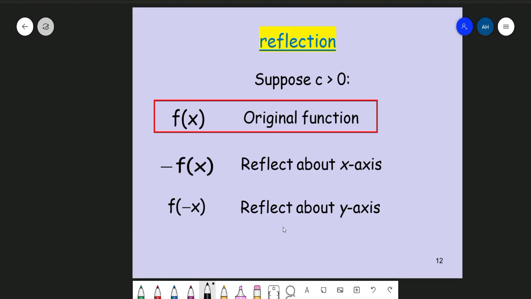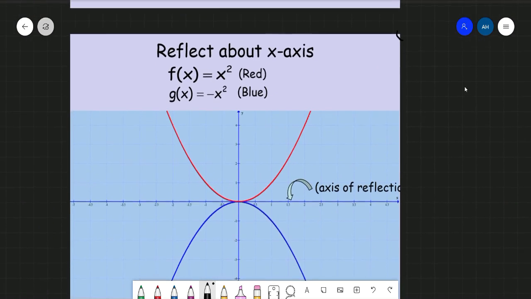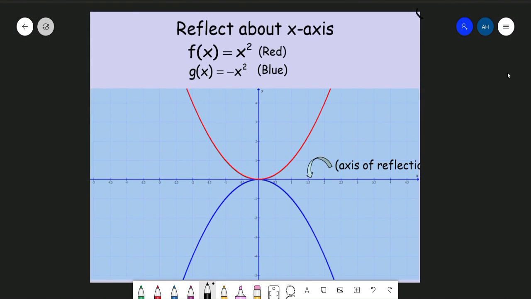Now, to reflect about the y-axis, we have to multiply by -1 inside the bracket, like this: f(-x). What that does is reflect the graph about the y-axis. Remember, if we multiply -1 outside, the graph is reflected about the x-axis. If we multiply -1 inside the bracket, the graph is reflected about the y-axis. Let's see some examples to help us understand reflection about the x-axis and y-axis.